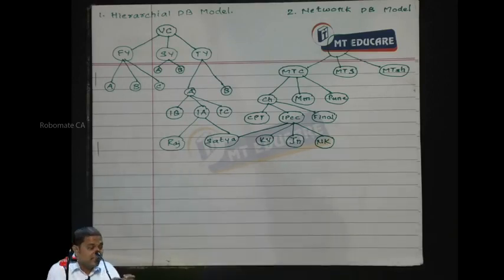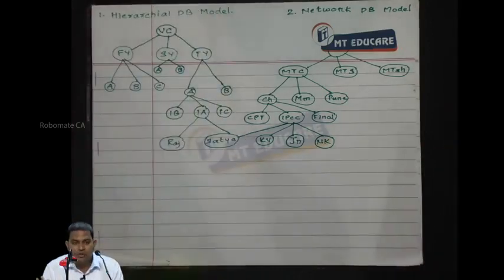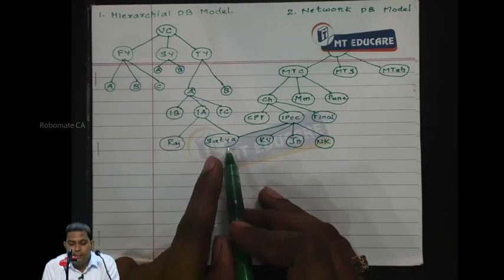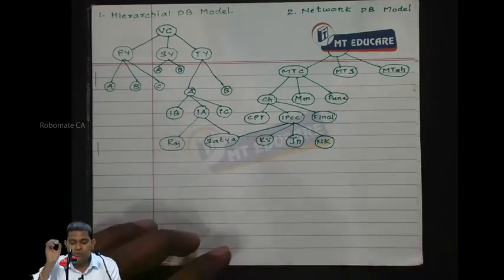So when this particular parent-child relationship rule is broken, it becomes a network database model. Now have you understood the model? A child having multiple parent entries. Now see what I'm doing.